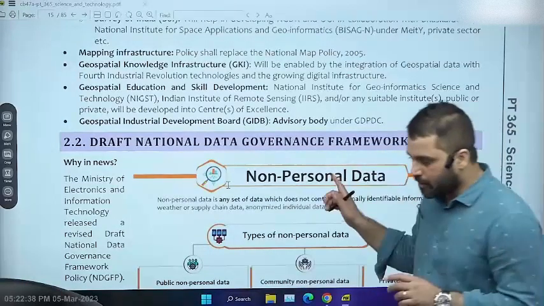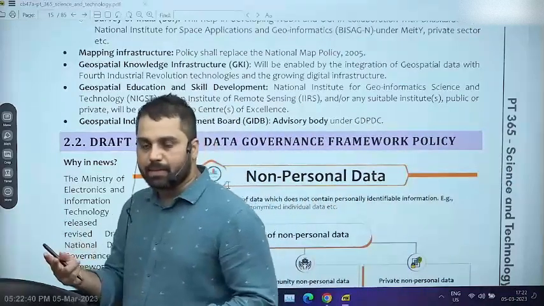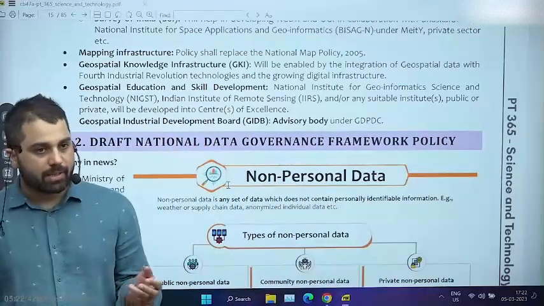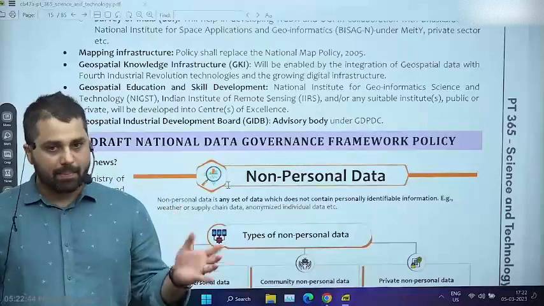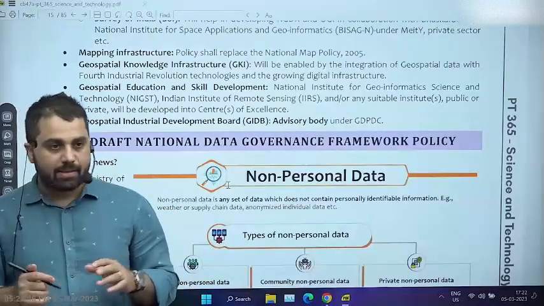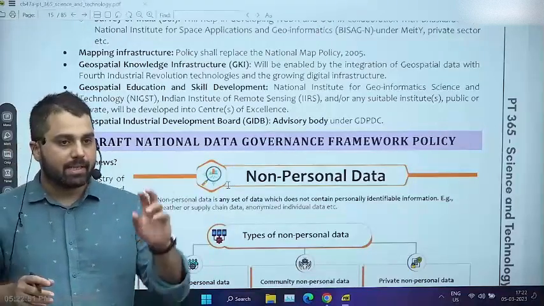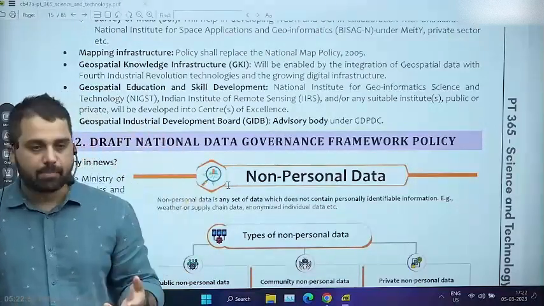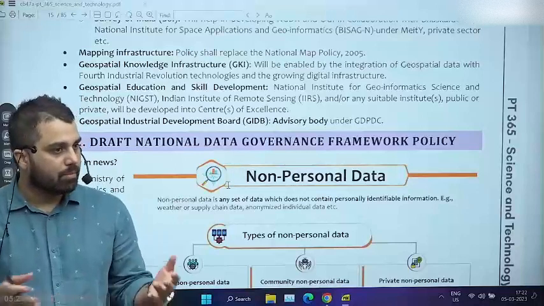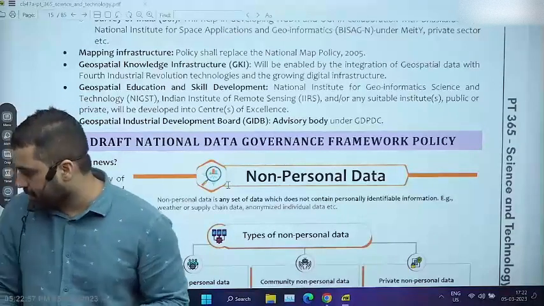So in this topic, two themes are very important. The concept of geospatial data itself, its possible applications into different areas, that in itself is a very important theme, and the National Geospatial Data Policy and some of the important features of this policy, that is also important. Both can be asked in prelims or even mains examination.